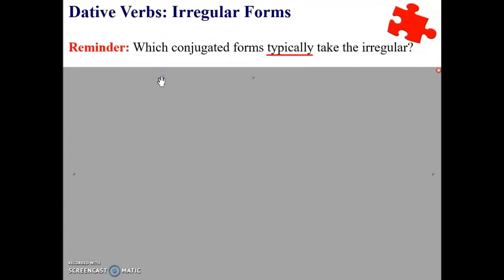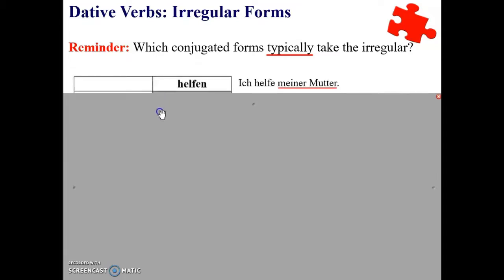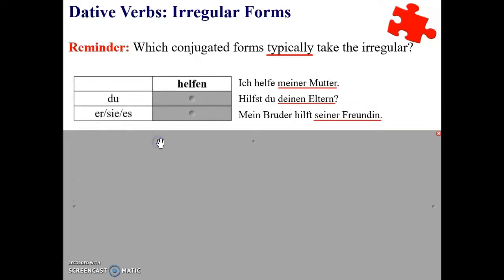Okay. Before we do that, I have a reminder we talked about in class: which conjugated forms typically take the irregular? If you said du and er/sie/es, you would be correct. So helfen is irregular in the du and the er/sie/es. Du hilfst, er hilft. With some examples here, ich helfe meiner Mutter. You'll see that the very next thing after helfen has been changed to the dative case.